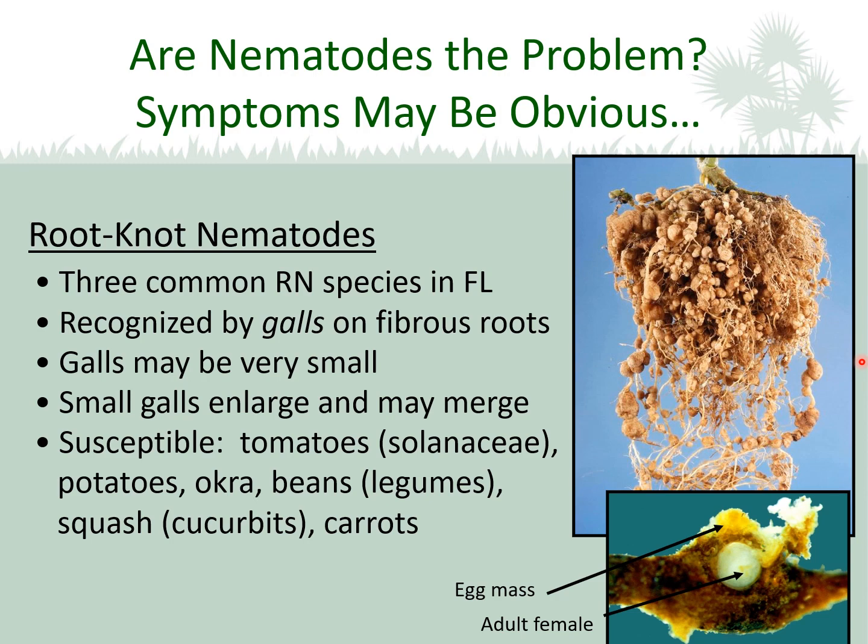Susceptible plants include those in the Solanaceae, tomatoes, potatoes, okra, the legumes like beans, cucurbits, squash, cucumbers, and carrots. And here you can see some of these nodules or galls. Here we're looking at an egg mass and an enlarged adult female.